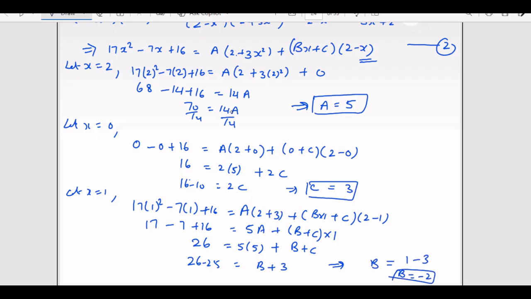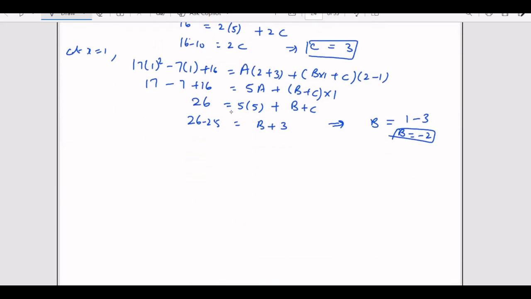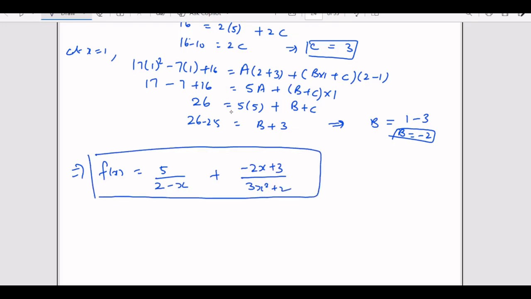So now we have the values of A, B and C, and we substitute in equation 1. Therefore our function is 5 over (2 minus x) plus (negative 2x plus 3) over (3x squared plus 2). So this is our final answer after the decomposition into partial fractions. Now let's see what we have next here.